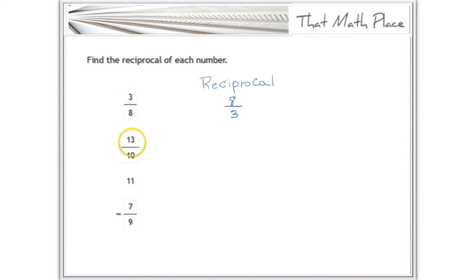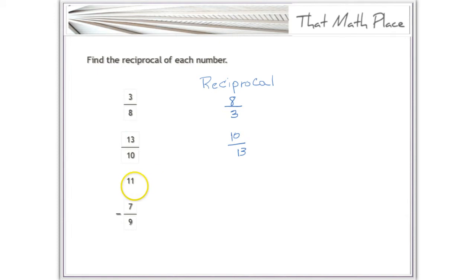Let's write the reciprocal of 13/10. Again, following the same thing, we're going to take the denominator and make it the numerator, and take the numerator and make it the denominator. So the reciprocal of 13/10 is 10/13.